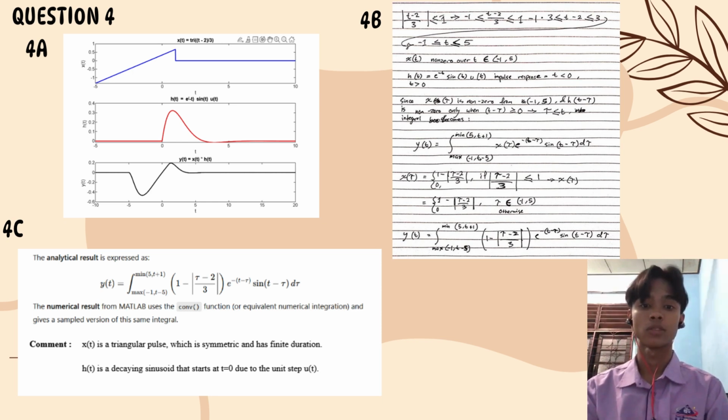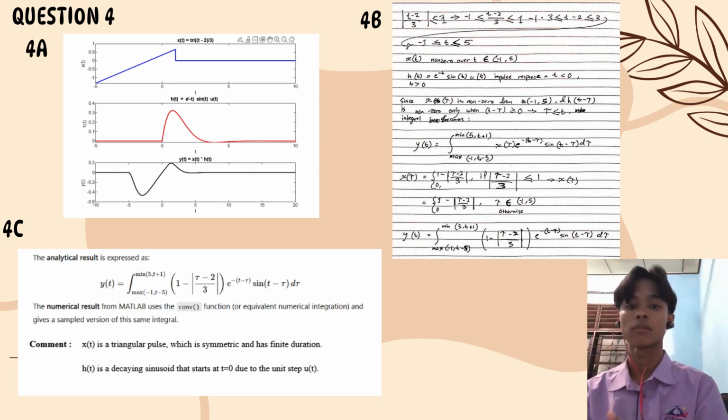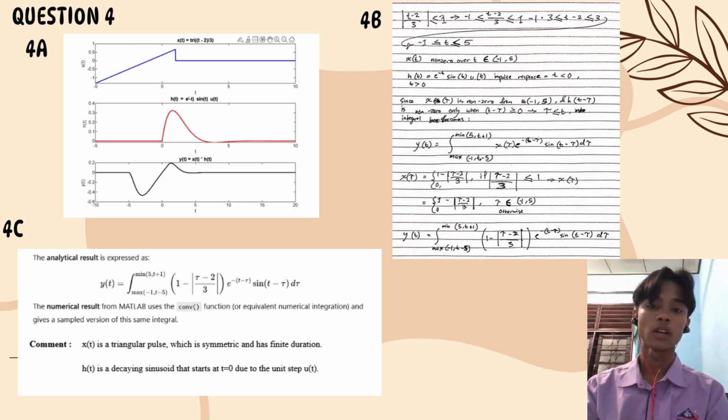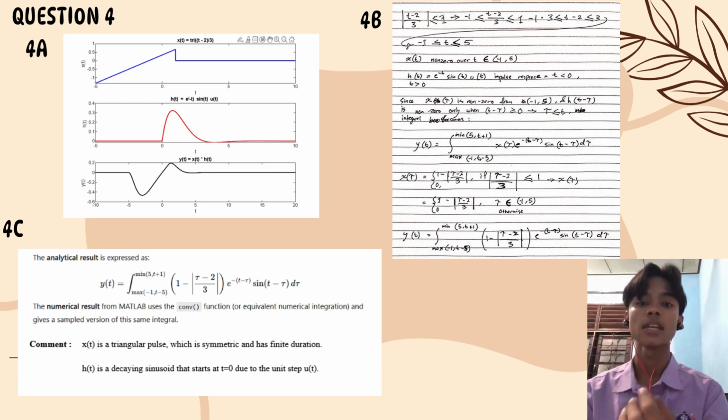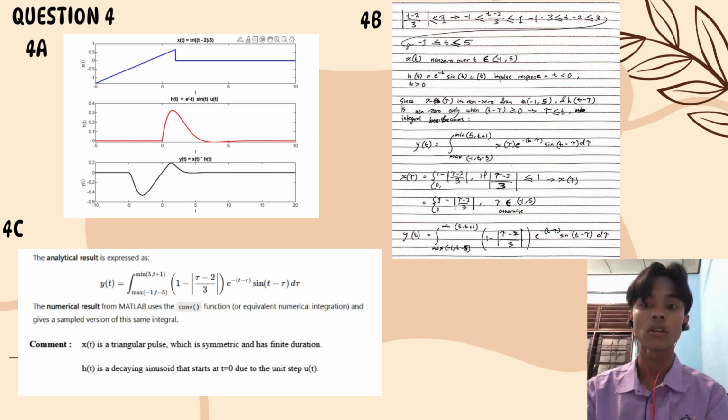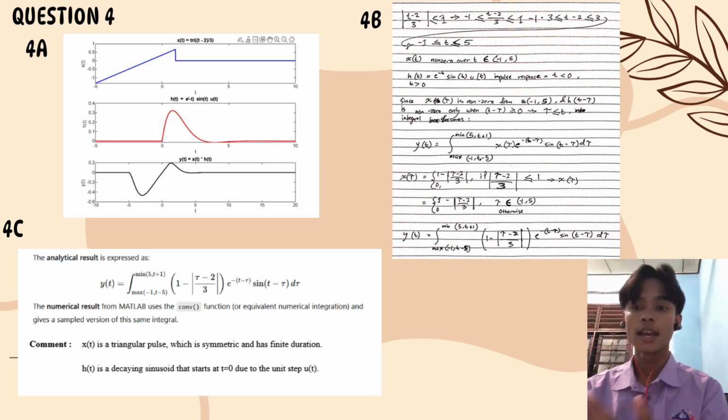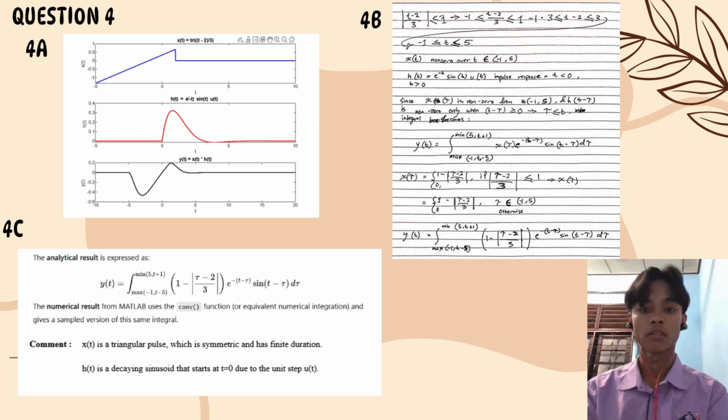Assalamualaikum warahmatullahi wabarakatuh. My name is Nazim and I'm going to talk about question 4. For question 4, I've calculated the convolution of x(t) equals triangle of (t minus 2) over 3 and h(t) equals e to the power of negative t sine t u(t). I've used MATLAB to perform a numerical convolution and plot x(t), h(t), and y(t). Then, I derived the analytical integral. Finally, I saw that the shape and duration of both signals influence the output's time range and shape.